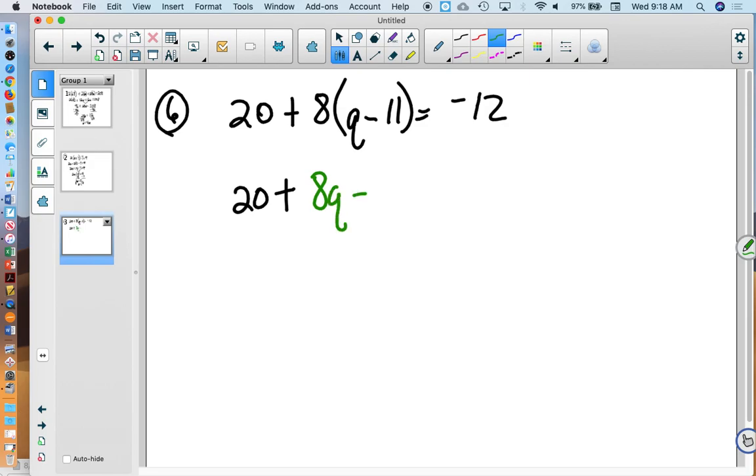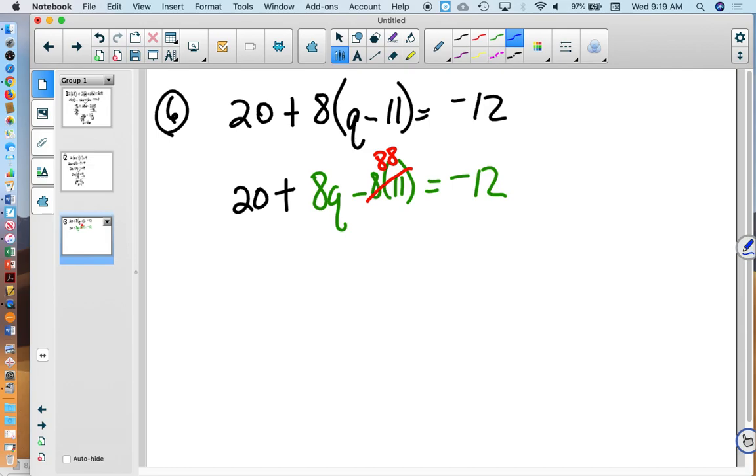And what's next? 88. Okay, because we're going to say 8 times 11, which technically this becomes 88. You know where it came from. Okay? What do I do next? Is there anything there that I can combine? Any like terms? Look at it. Does 20 have a like term in that equation? Yes, it does. What is 20's like term, Michaela?